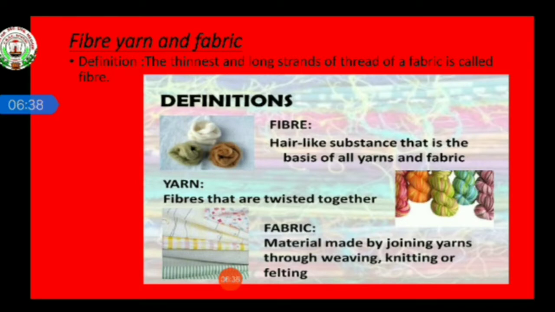Then fabric. Fabrics are the material which are made from yarn or thread. Actually, it is made by weaving, knitting or kneading. So I hope you all know the difference between fiber, yarn, thread or fabric and clothes. Fabric means clothes, yarn means thread. Don't confuse between these terminologies.